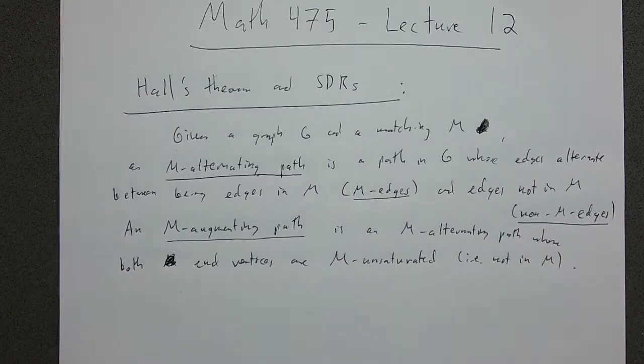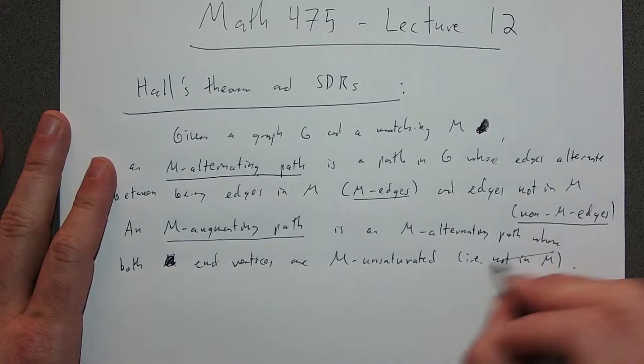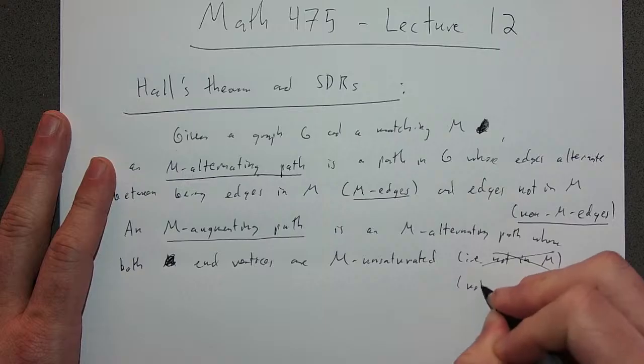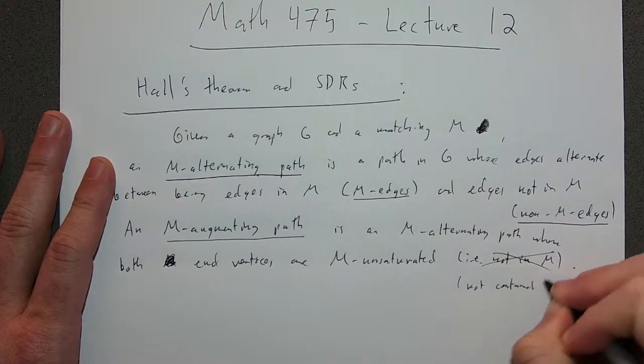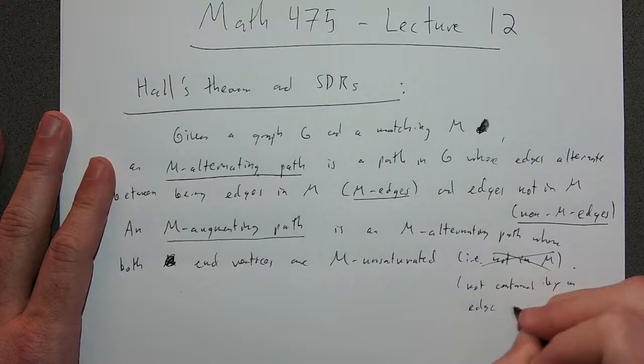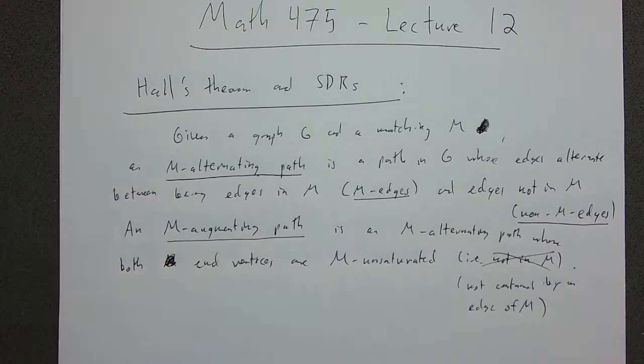You might say, what do you mean they're not in M? M is a collection of edges. When I say that a vertex is not in M, it's an informal way of saying it's M unsaturated. I mean that it's not contained by an edge in M. So if I was being a little bit more precise, I would say not contained by an edge of M, or not incident with an edge of M.